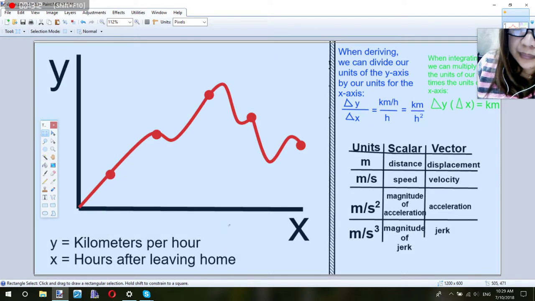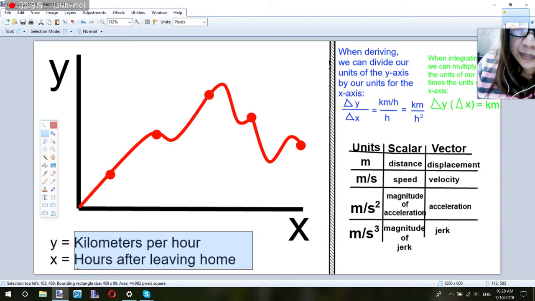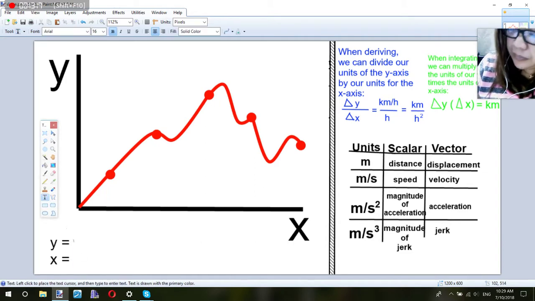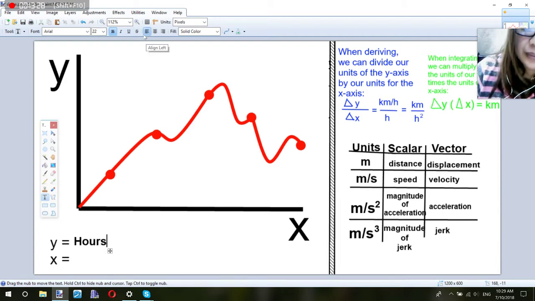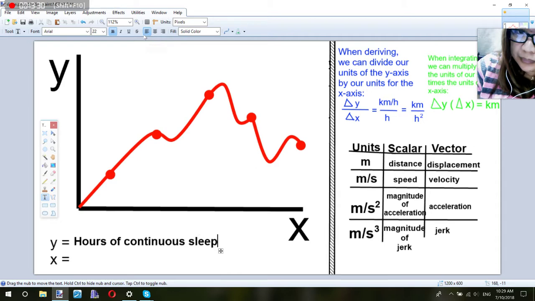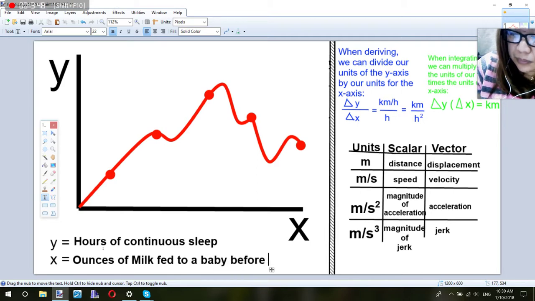Instead of kilometers per hour and hours leaving home, we're going to look at hours of continuous sleep versus ounces of milk fed to a baby before bed.